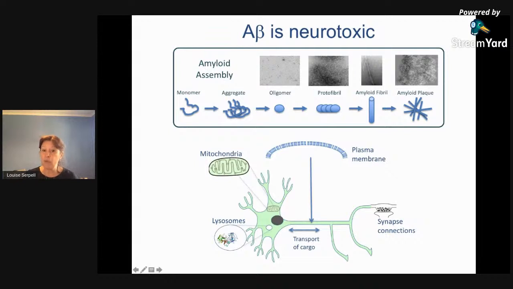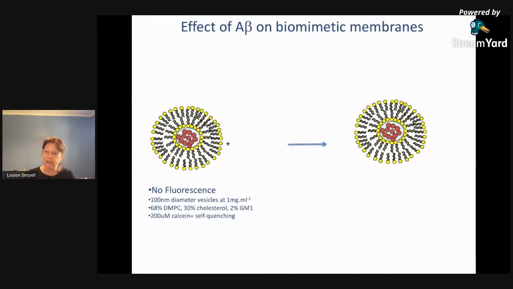And it turns out that amyloid beta has an effect on many parts of this function of a neuron. So many people have reported on effects on mitochondrial function, on lysosomal function, on transport of cargo, and on synapses. And what might bring this all together is that each one of these is surrounded by a membrane. So we have the plasma membrane, of course, and then membranes that surround the synaptic vesicles and the lysosomes and the mitochondria and so on. So the first thing that we did quite a long time ago now is to look at the effects of A-beta on biomimetic membranes. So the idea of this was to recreate some membranes that are similar to those found in cells in the test tube, and then to examine what effect A-beta has on them.